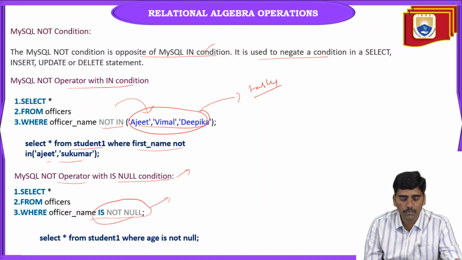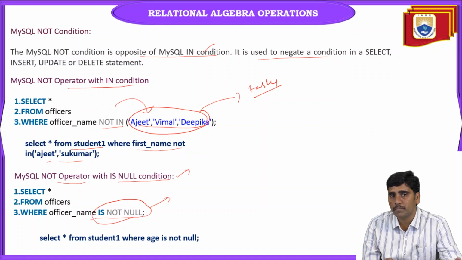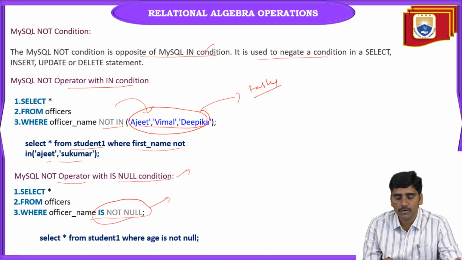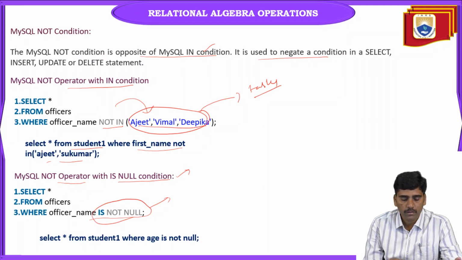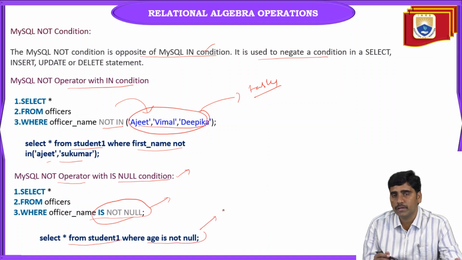That means whoever has an officer name, not empty, all those records will be displayed. But whoever has empty records will not be displayed. A similar example: select star from student1 where age is not null. That means whoever does not have an age value will not be displayed. Other than that will be displayed.